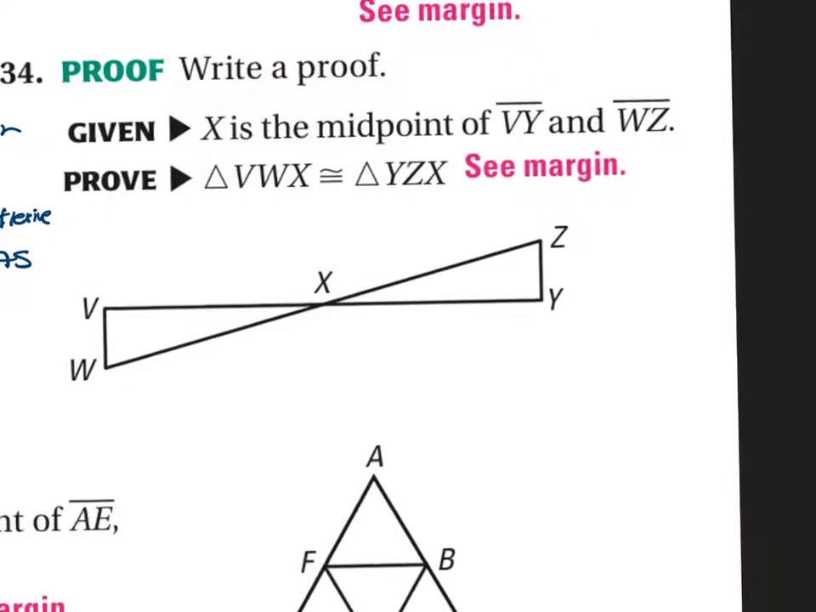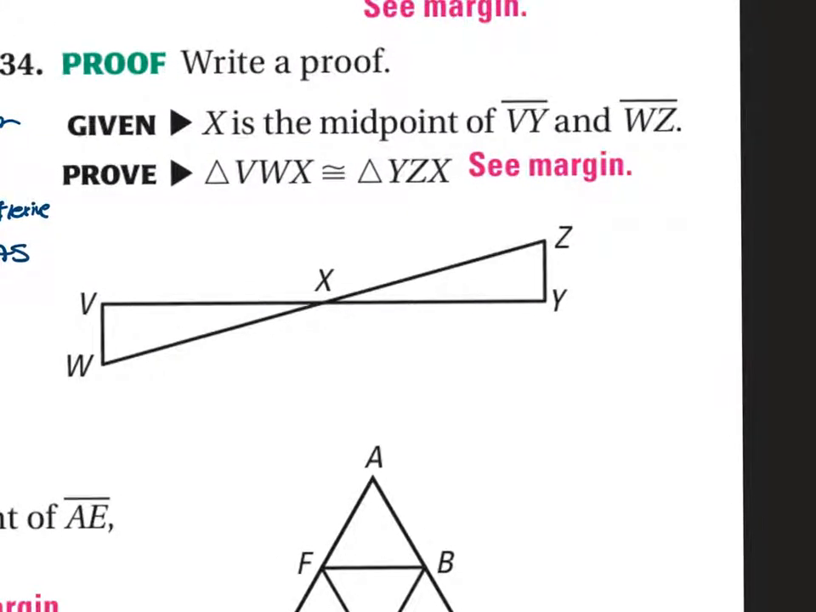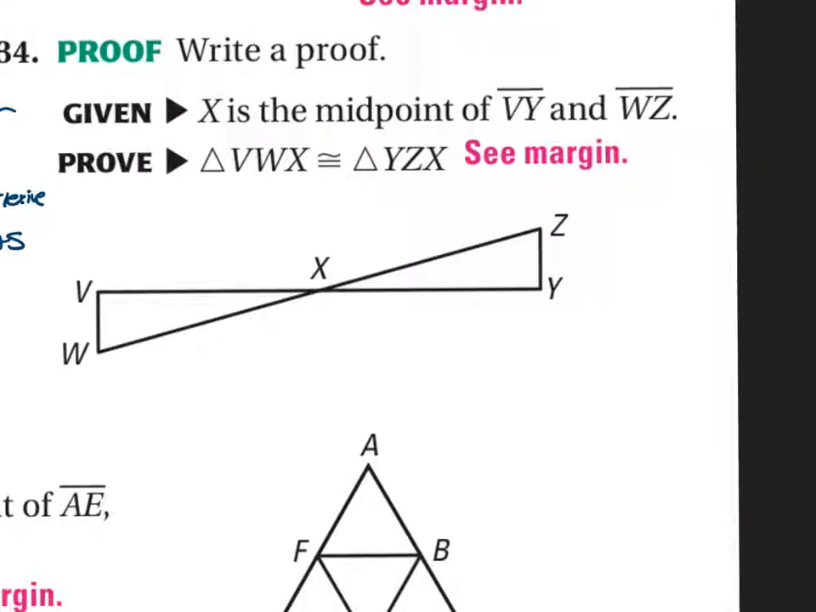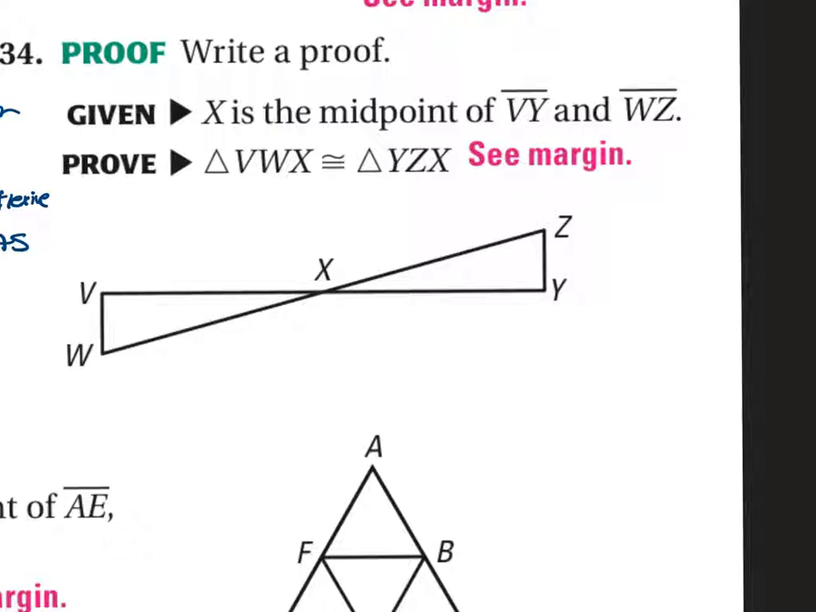Number 34. X is the midpoint of VY and WZ. And then obviously you've got the rest of that there. All right, so what can I state? There are vertical angles, so I can do the given, right? Given would be one thing. With or without the given, I can acknowledge the vertical angles. VXW is congruent to ZXY.